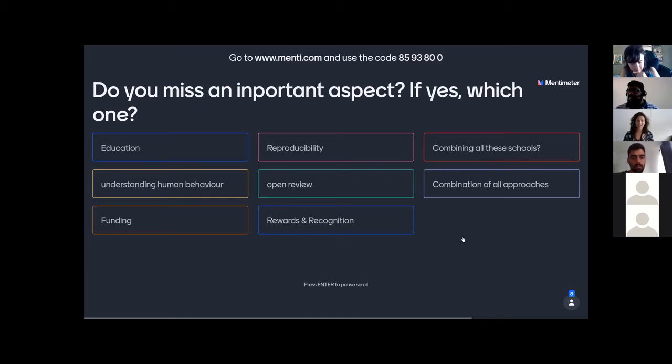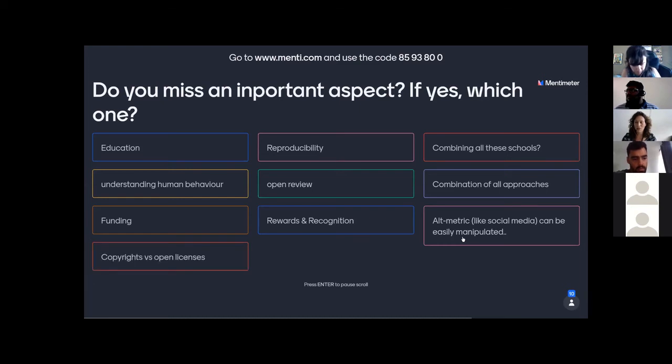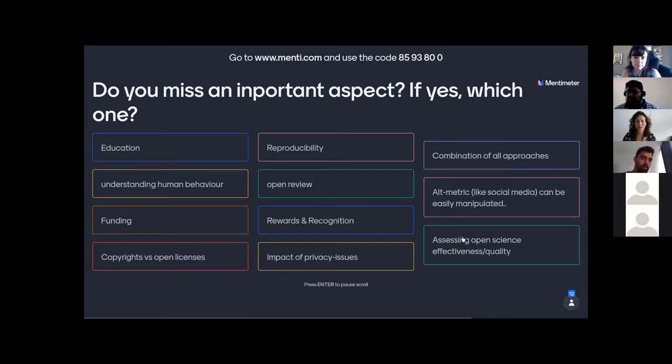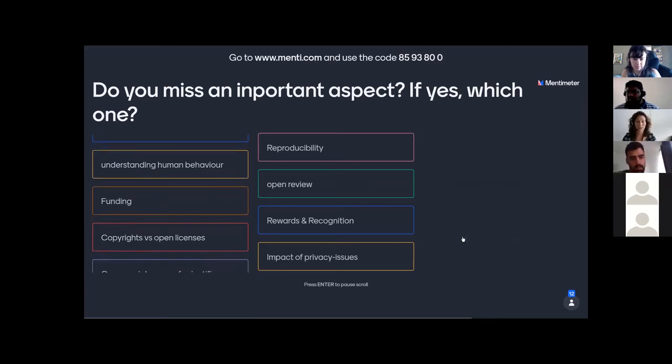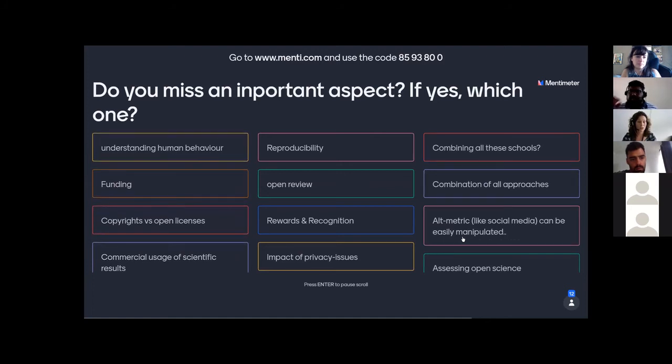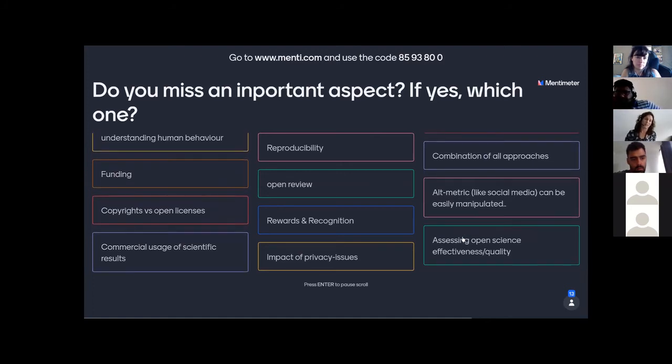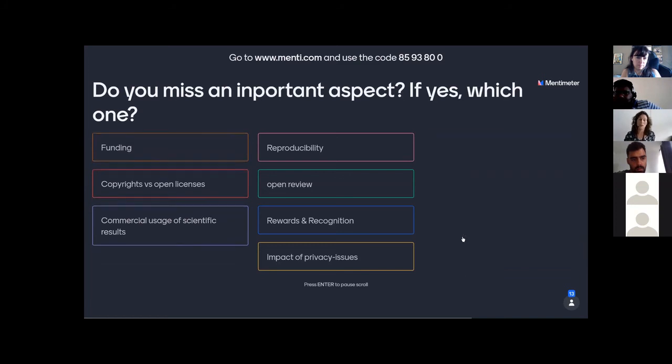Yeah, I think I see clearly that it made you think about different perspectives and different aspects of open science and the related things. Altmetrics, like social media, can be easily manipulated. Fair point. Copyright versus open licenses. Impact of privacy issues. Now, really good points. Assessing open science. Effectively, quality. Yeah, what is then the quality of these? Commercial usage of scientific results. Indeed, where does this go to? Yeah, in impact studies, of course.